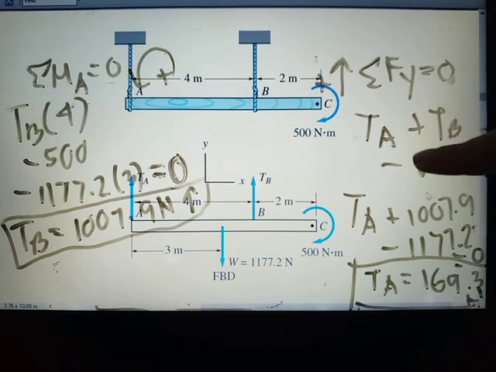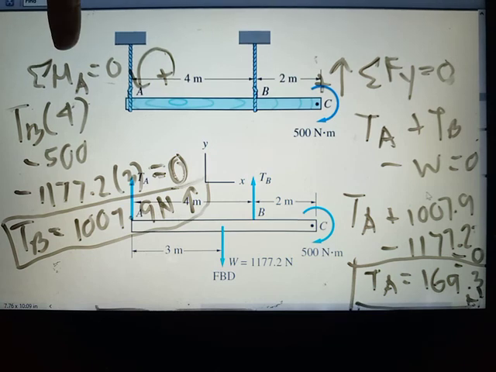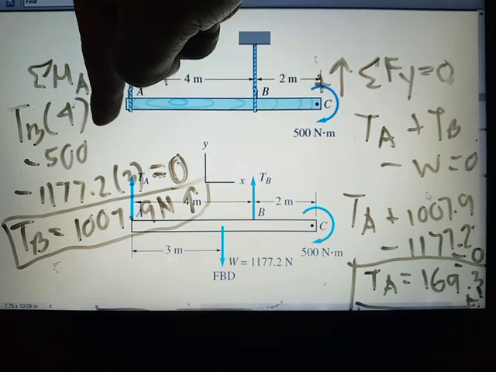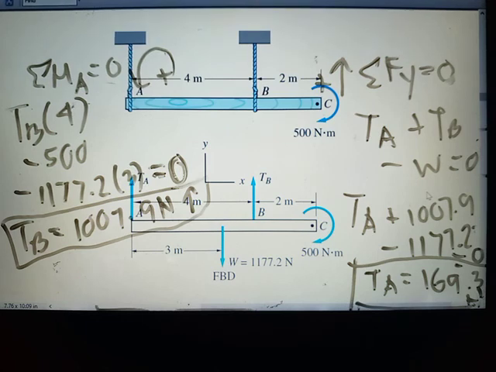Anyway, pag nakuha mo TA plus TB is equal to 1,177.2, then, pag nag-sum up moments ka at A, nakuha mo si TB, i-resubstitute mo doon sa naunang equation na hindi mo na-solve. Okay? So, be not afraid. The only thing you should do is to practice. Okay?